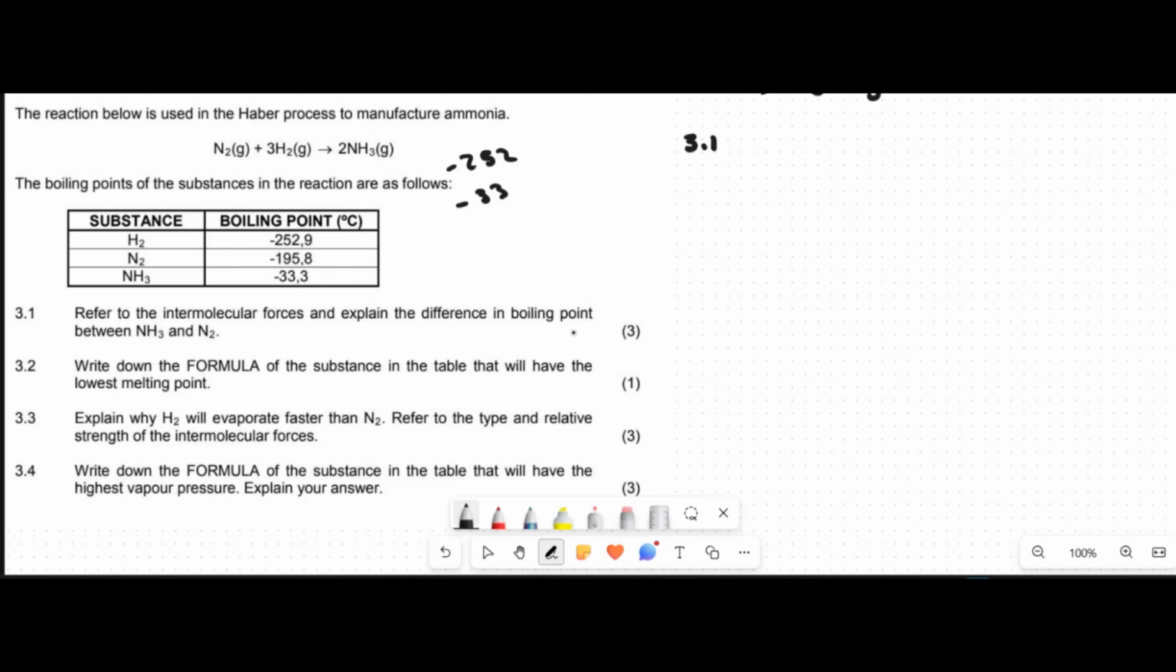The difference between the boiling point in ammonia and nitrogen gas. So in reference to the intermolecular forces, what intermolecular forces are there between N2 and N2? What intermolecular forces do we have here?